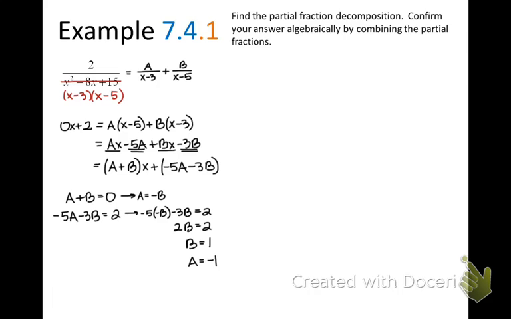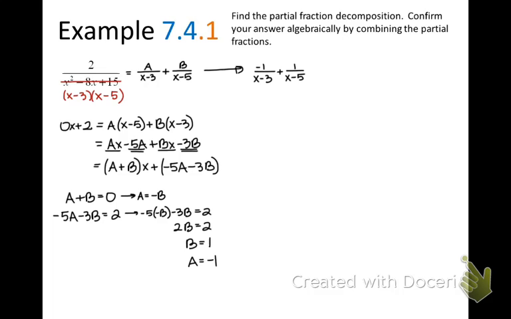All right, what that means is that I can then come back up here and say that this right here, I'm just plugging in my a and my b. So that means that this is negative 1 all over x minus 3 plus 1 all over x minus 5. So what I am claiming here is that this original part right here is exactly equal to this function decomposed into these two parts. Okay, now what did I say to do next?